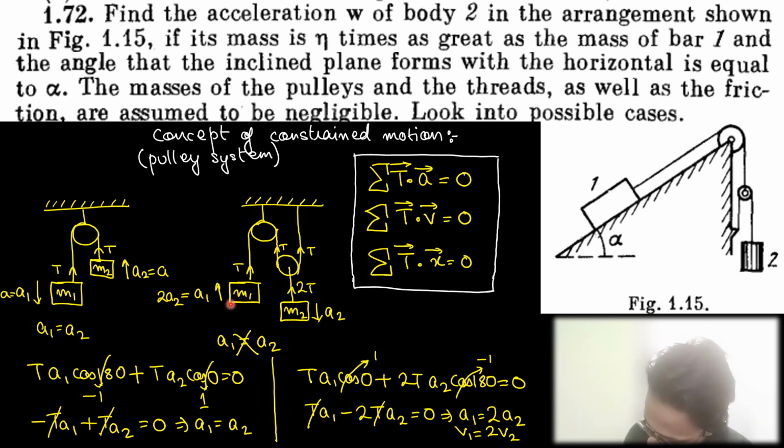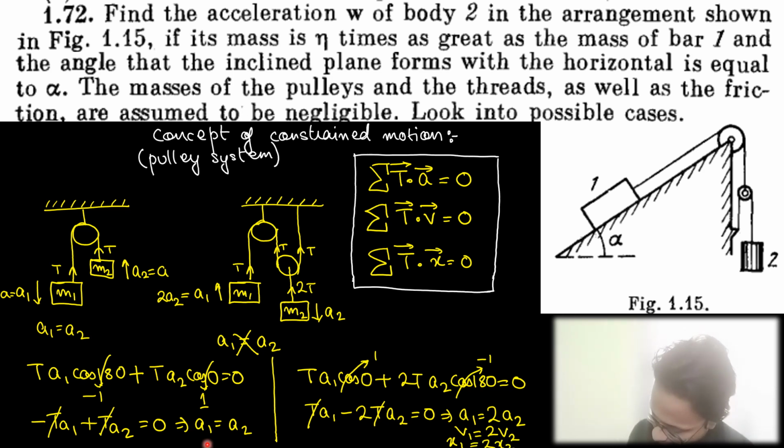Okay, suppose this moves 1 meter downward, this will move twice of that, so this will move 2 meters upward, or x1 is equal to 2x2.